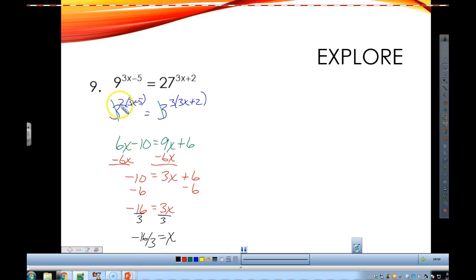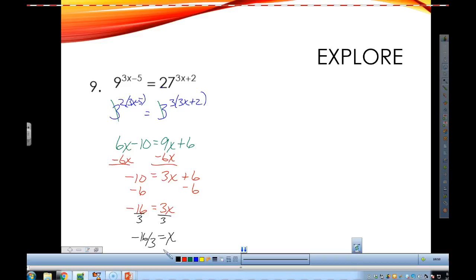Let me check my work there. 6 minus 10. 9 plus 6. Subtracted 6, I got 3. Subtracted 6, I got negative 16. Yep, looks right. x equals negative 16 over 3.